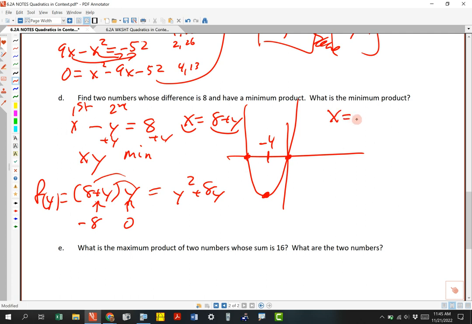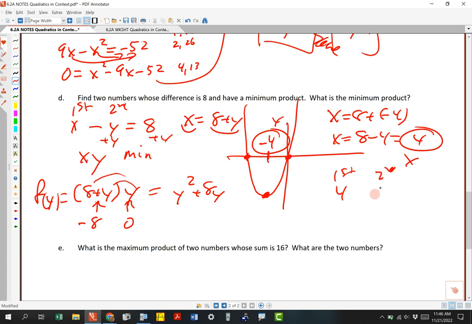So x is going to be 8 plus negative 4. So that's going to be 8 minus 4. So we end up with 4. So one of them is 4. The other one is negative 4. Are those 8 apart? It is. Okay. So this one is our x and this one is our y. So the first one is 4, and the second one is negative 4. And if you multiply those together, the minimum product is negative 16.